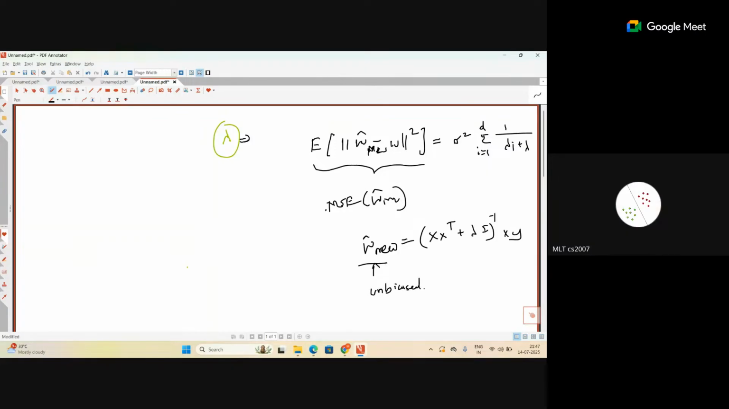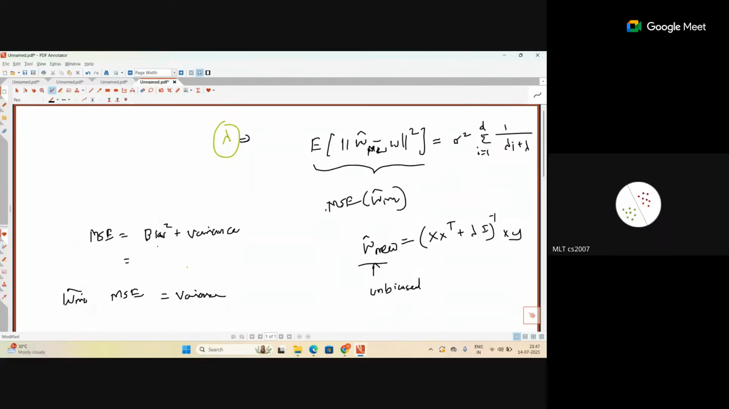W hat ML was the unbiased estimator. MSE was equal to what? Bias square plus the variance. So in the case of W hat ML, that MSE was equal to the variance, but the bias was zero, right?